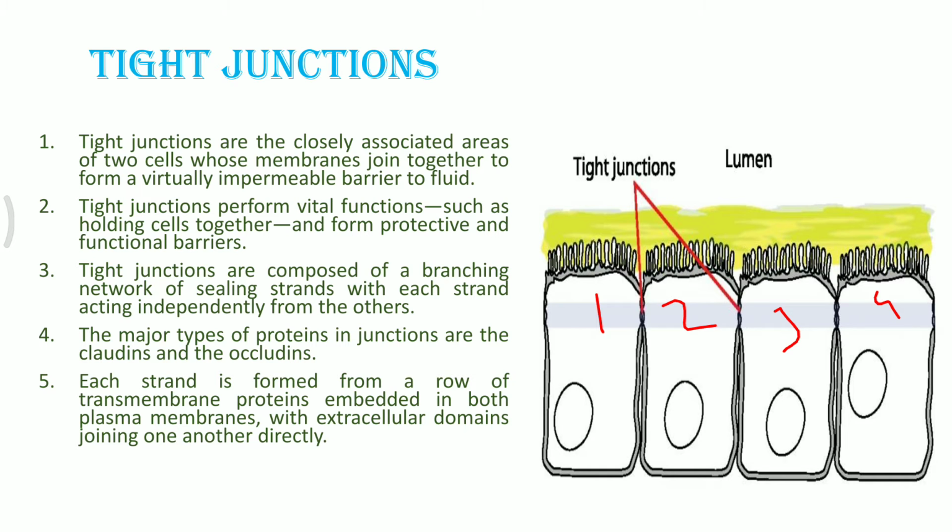Now, where are these tight junctions present? These tight junctions are present in most of the cells: the outer cells of the skin, the nervous system, or the outer covering of most areas. They all have these tight junctions. So the epithelial cells of the skin have these tight junctions.